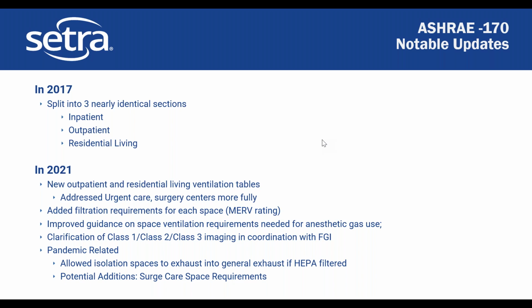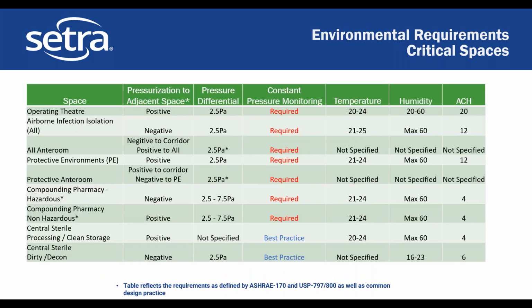All right. So now that we have a high level of the standards and the changes, let's talk about some of the specific requirements around monitoring and pressurization of these spaces. So this table here is the critical spaces in your healthcare facility. This is primarily based on ASHRAE 170 and USP 797 and 800, as well as some common design practices in the region. So you'll see here the spaces we have are the operating theater, airborne isolation, the anterooms for that, protective environments, compounding pharmacies, and central sterile.